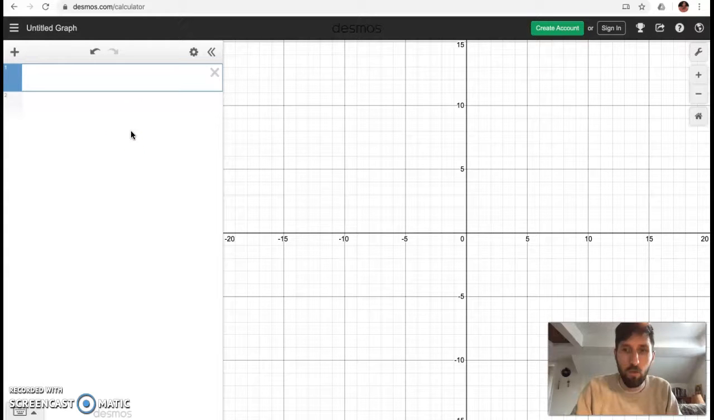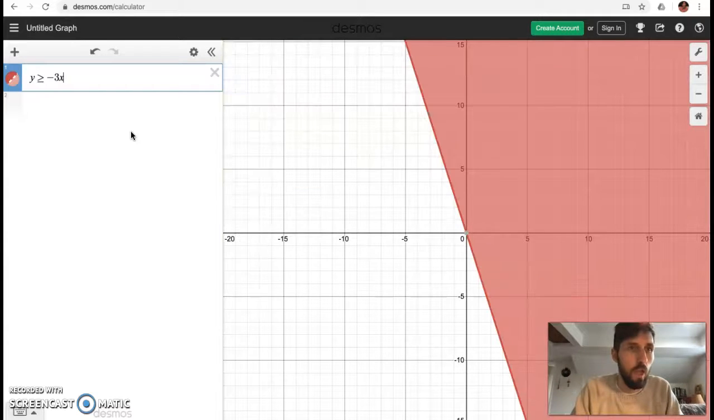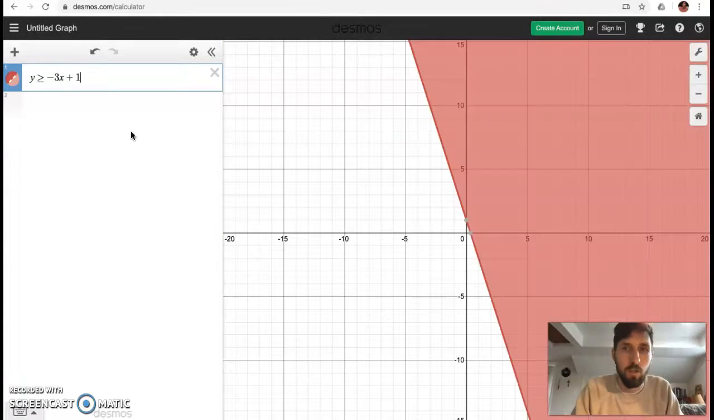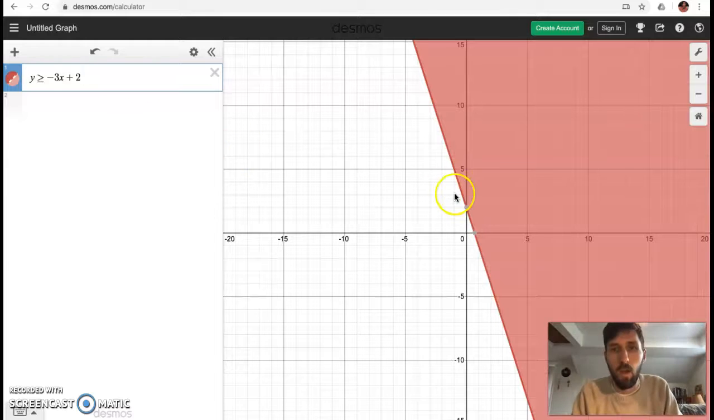So the first thing that we're going to start with is y is greater than or equal to. So to type that in, you hit both the greater than symbol, which is near the bottom right of your keyboard, and the equal symbol. Negative 3x plus 2. There we go. So we can see how this starts at 2, and it goes down 3 over 1. So that's like a normal graph.